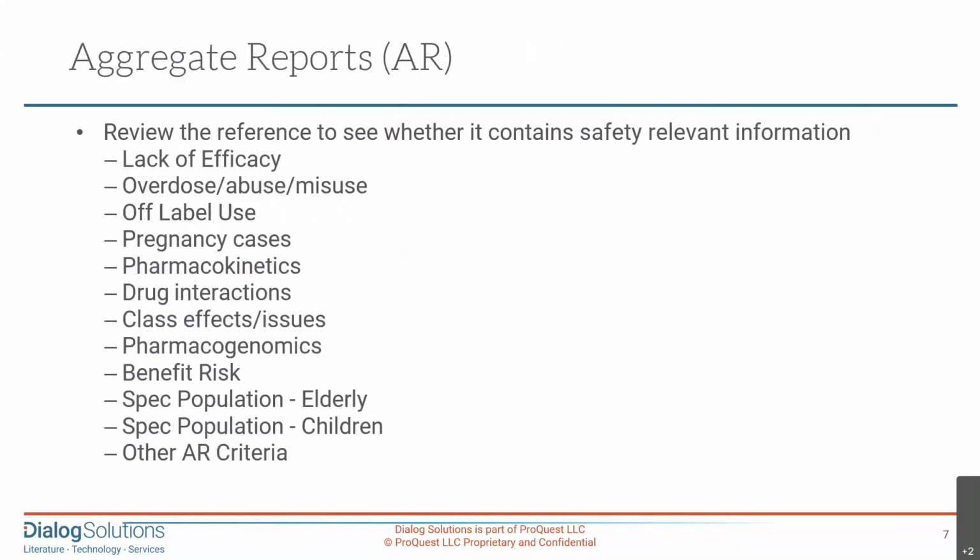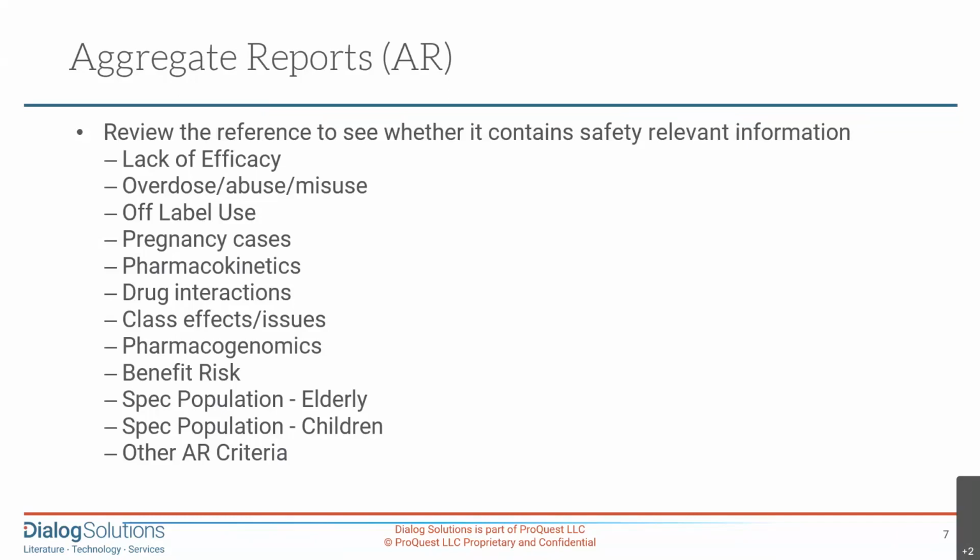In the case of aggregate reports, the purpose of these is to survey the risk-benefit profile of the medicinal product throughout its life cycle, from pre-marketing through to post-marketing. And in these reports, there is a literature list that is written and cited in Vancouver style that backs up some of these issues, such as lack of efficacy, special populations, pregnancy cases.